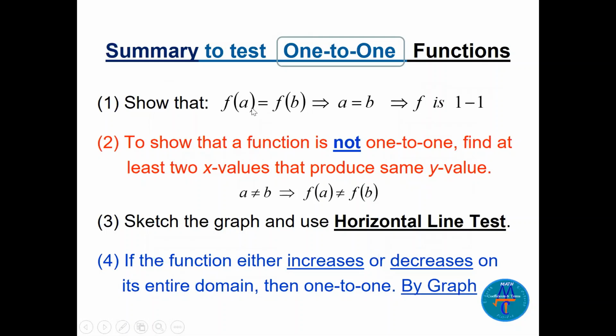Now this is a summary of how to test for one-to-one. If you take all these slides before, this is the summary. Show that f of a is equal to f of b implies a equals b. Then it is one-to-one. To show that a function is not one-to-one, find at least 2 values of x where a is not equal to b, but f of a is equal to f of b. Sketch the graph and use the horizontal line test. If the function is either increasing or decreasing on the entire domain, it is one-to-one. You can see that by graphing.